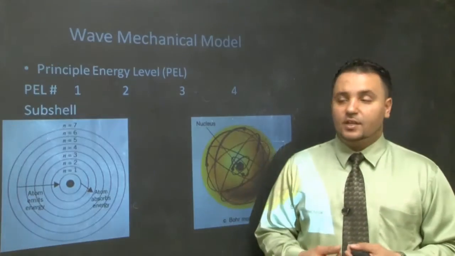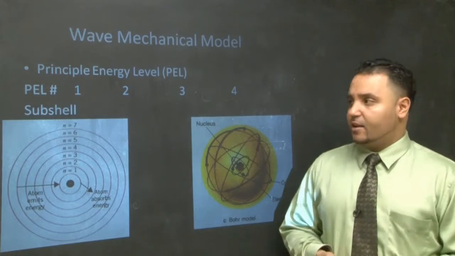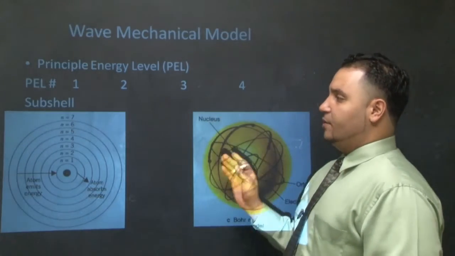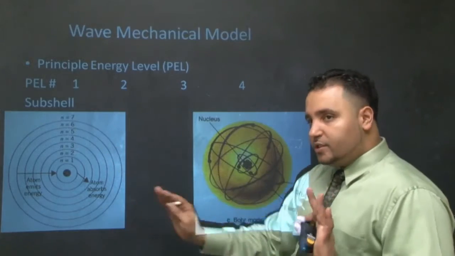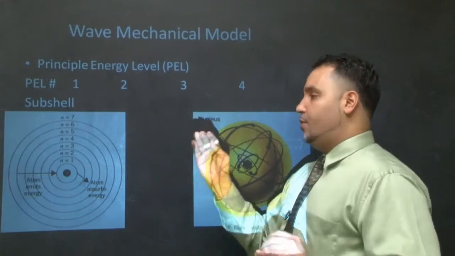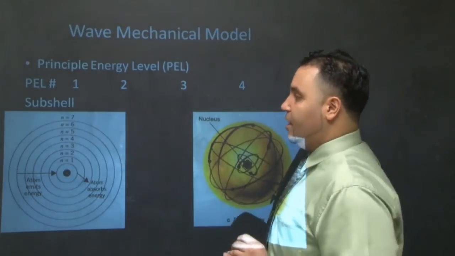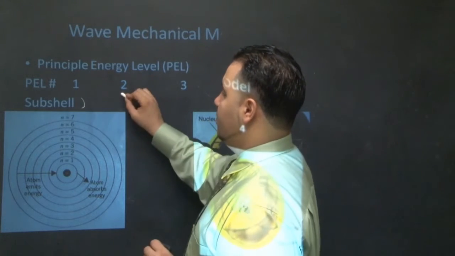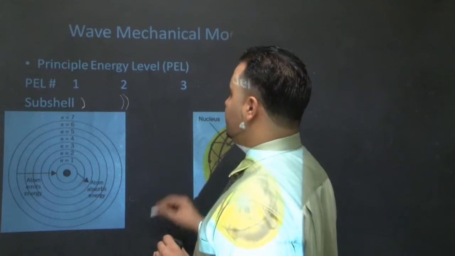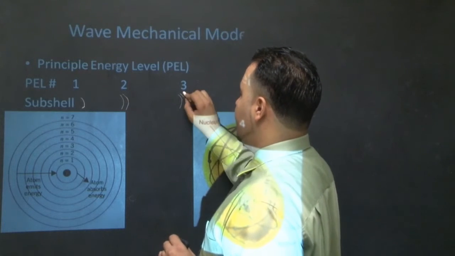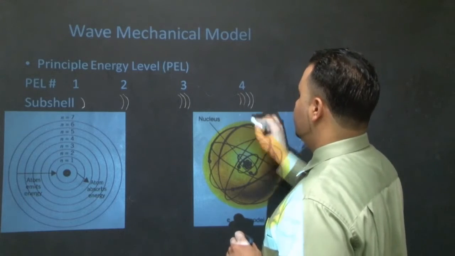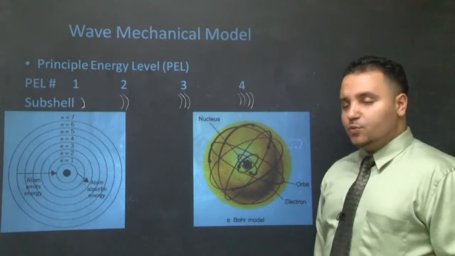Be aware of this. Next thing, the wave mechanical model. PEL stands for principal energy level. We're taking what Bohr said of the atom and going a step further, talking about the energy levels. Energy level 1 has only 1 subshell. Energy level 2 will have 2 subshells. Energy level 3 has 3 subshells, and energy level 4 has 4 subshells. Speaking of which, what are they?